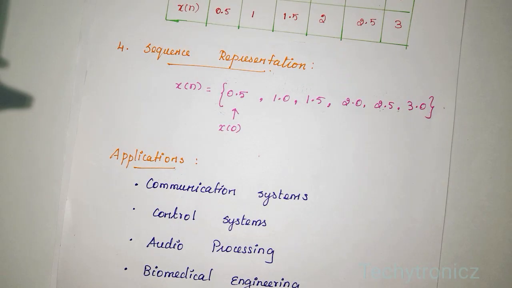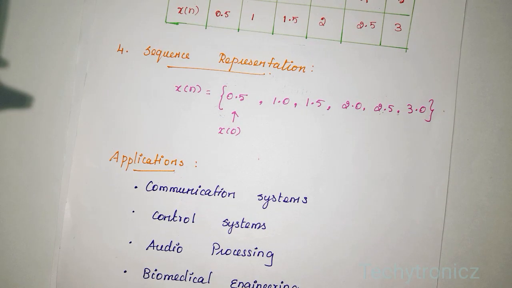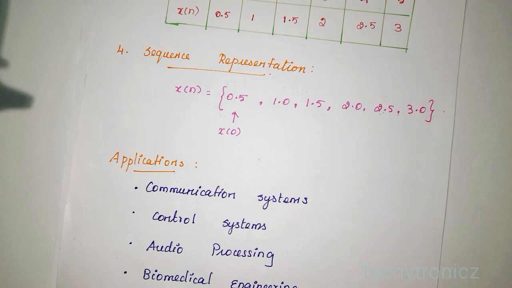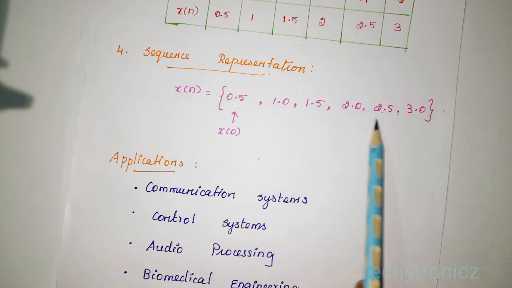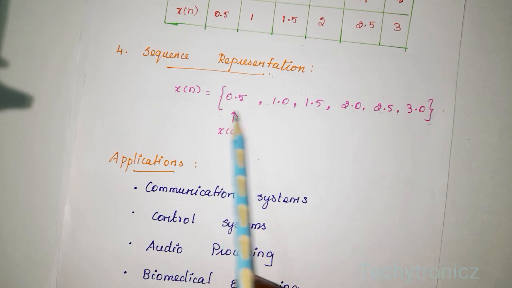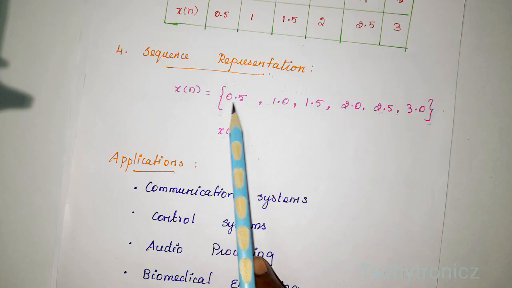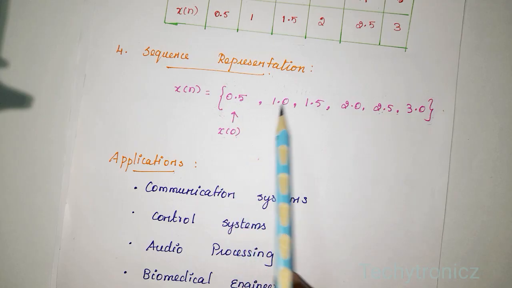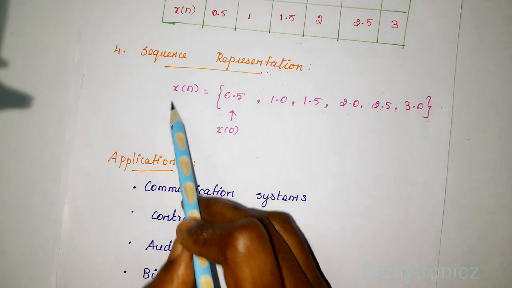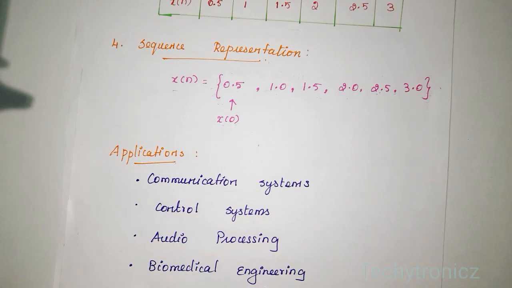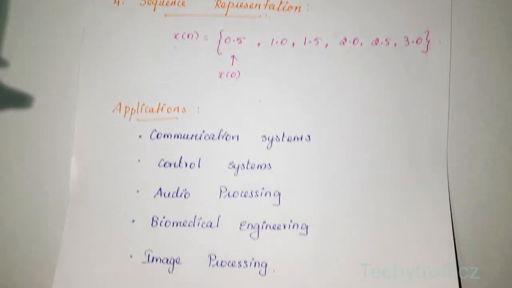Sequence representation means we just write the signal values in curly brackets. Here the values start from x of 0, so x of 0 is 0.1, then x of 1, x of 2, and so on. This is the sequence representation.